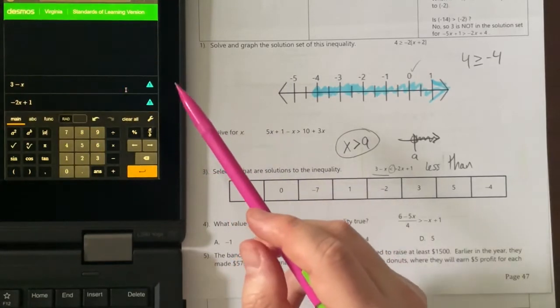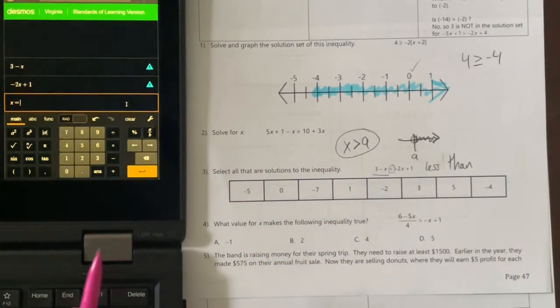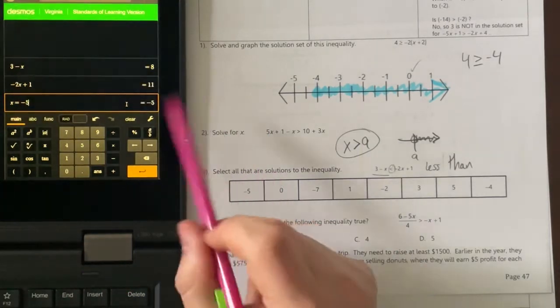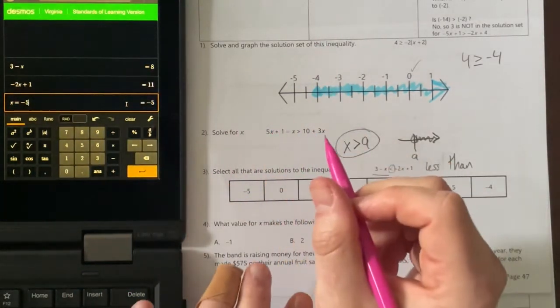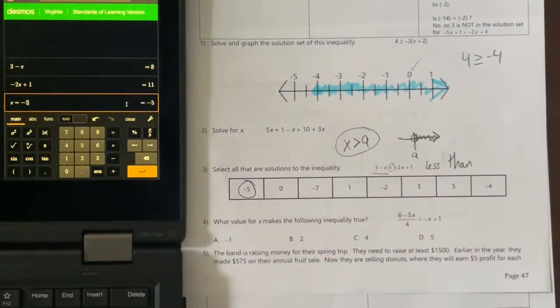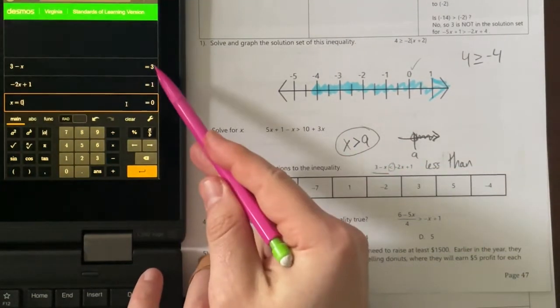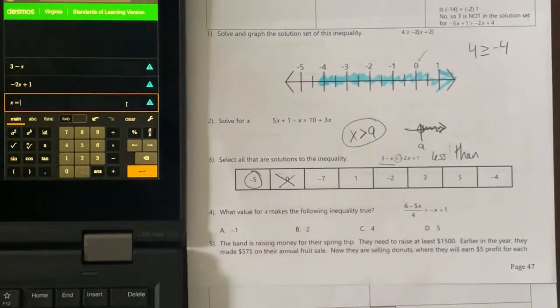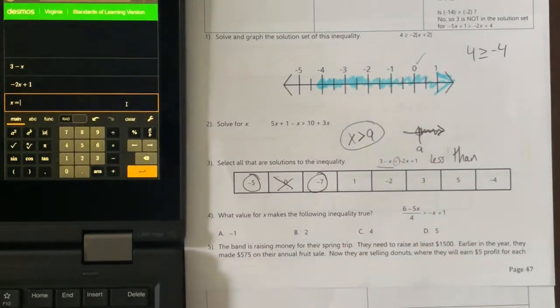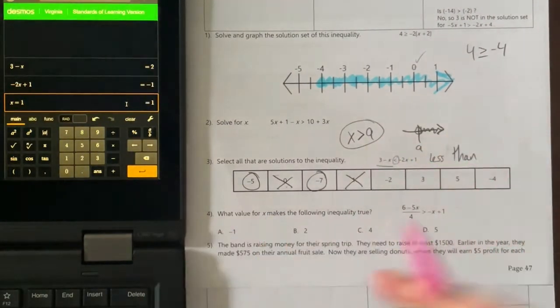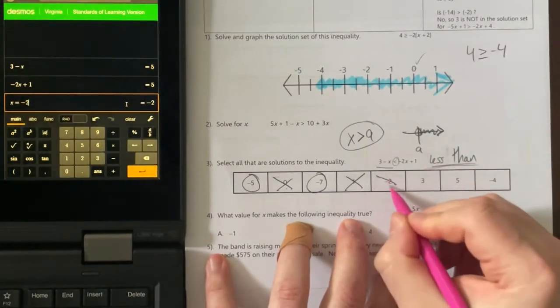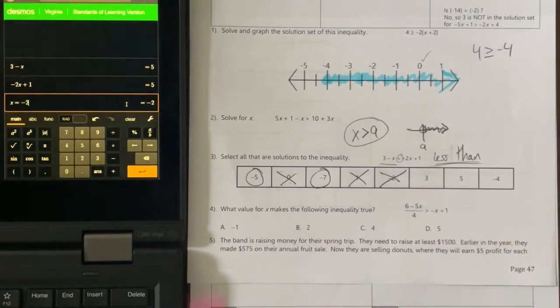So let's try it out. When x equals negative 5, is 8 less than 11? It sure is, and so we're good. How about when x equals 0? That is not true since 3 is not less than 1. 0 is not in the solution set. How about negative 7? That is true. How about 1? That is false. How about negative 2? Since those two are equal, we're not going to include it because it's saying strictly less than. We only would include that if it had a filled in line.